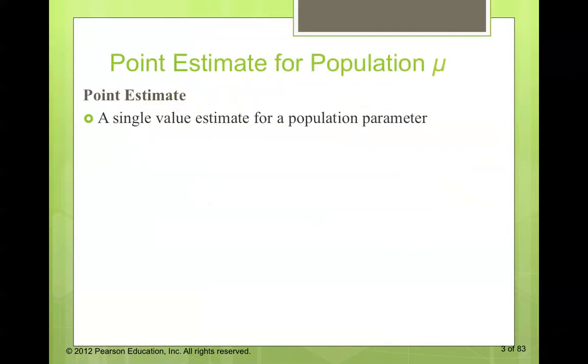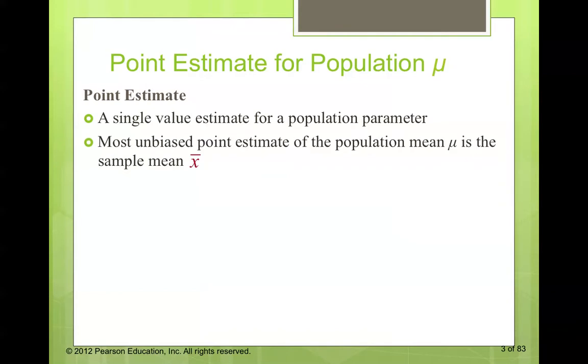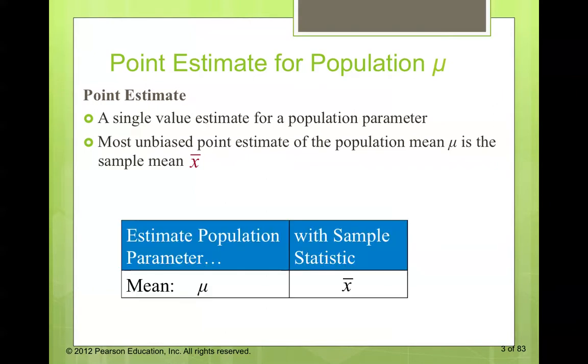A point estimate is a single value estimate for a population parameter. For this section, we are doing the mean for large samples, so the mean is going to be our point estimate, or mu. The most unbiased point estimate of the population mean mu is the sample mean x bar. So the estimate for the population parameter is mu, but with the sample statistic, it is x bar. We are going to use x bar to infer upon mu for the population parameter.